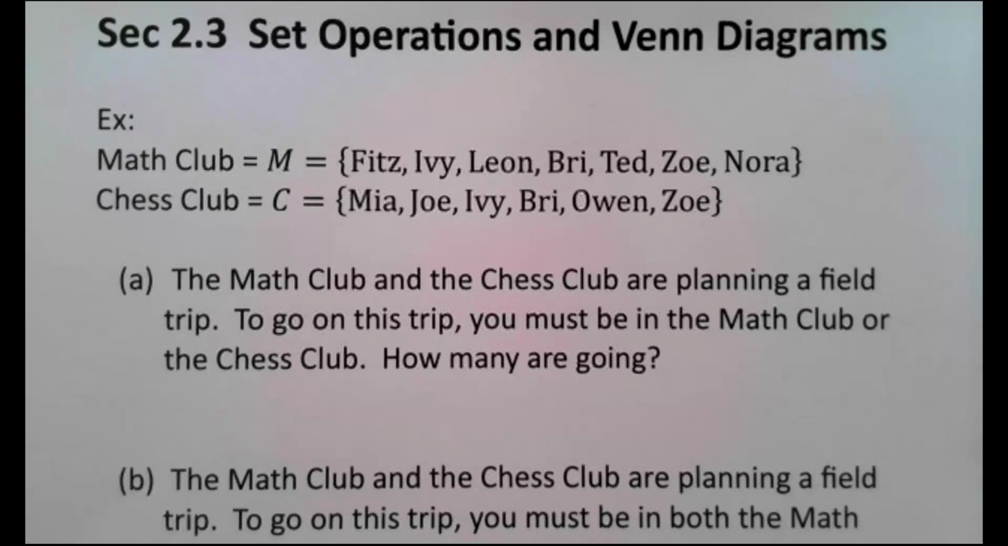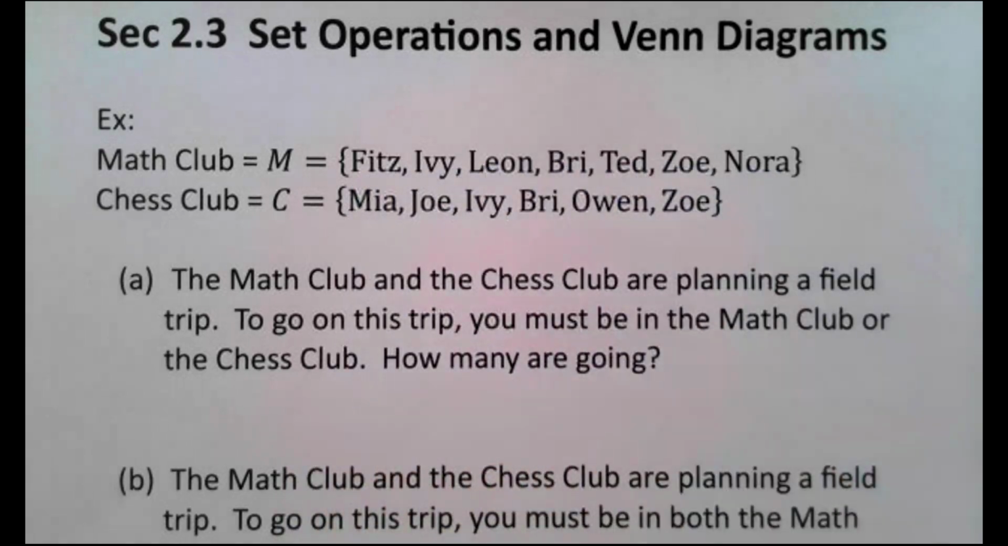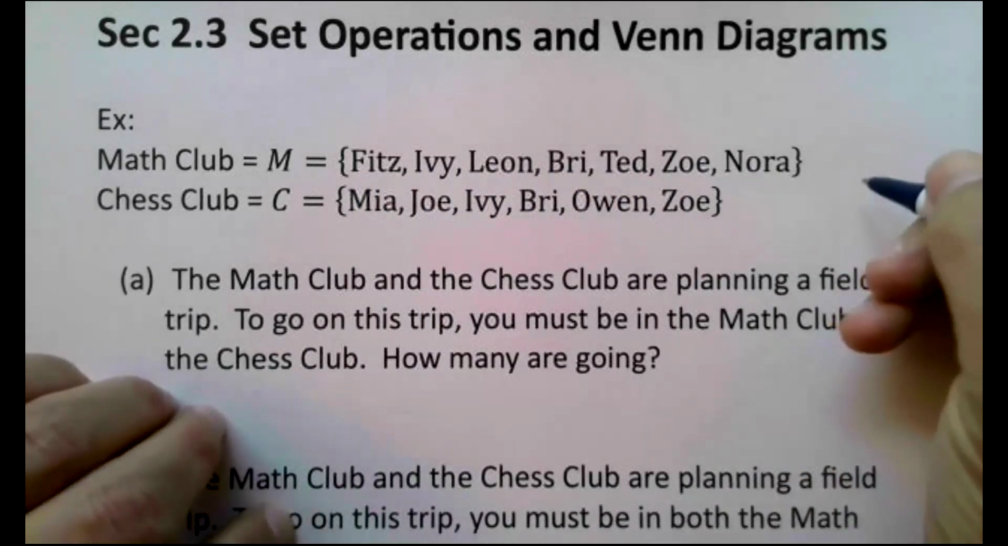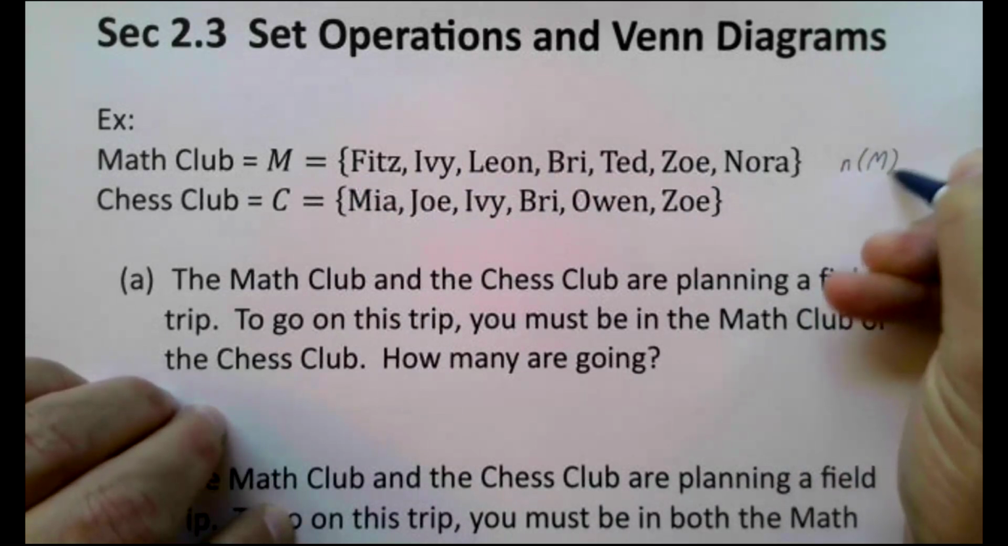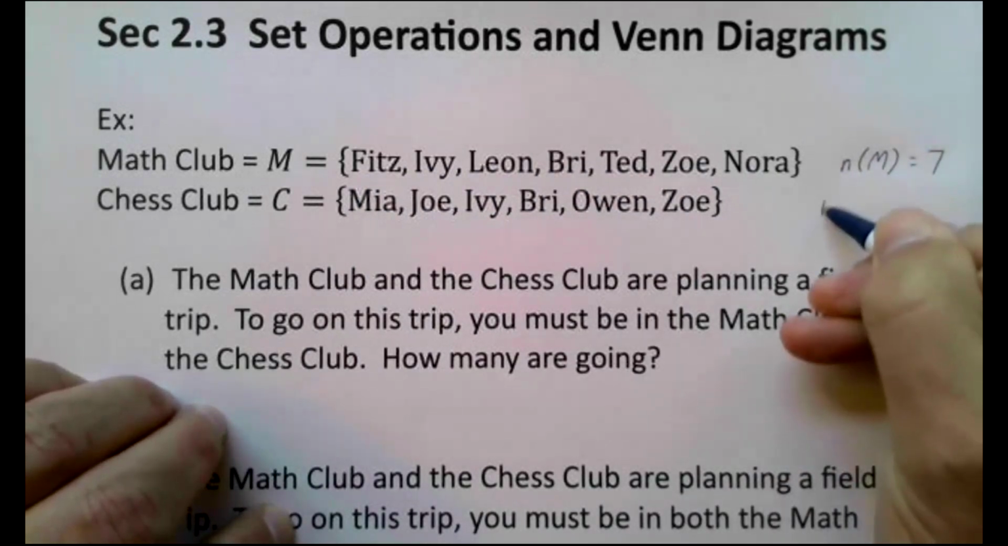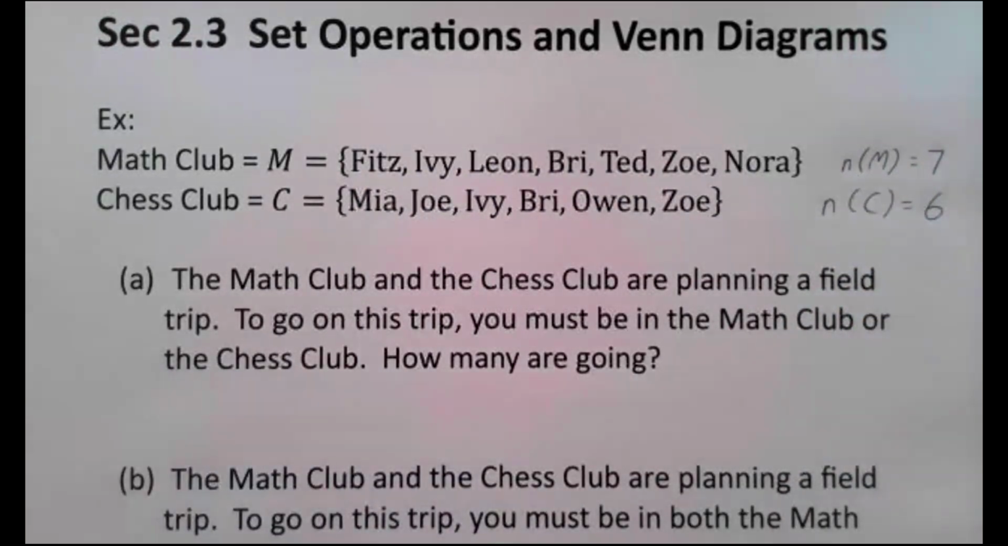Let's consider that there is a math club on campus and also a chess club on campus. The math club consists of 1, 2, 3, 4, 5, 6, 7 people. Chess club consists of 1, 2, 3, 4, 5, 6 people. Using some of the notation we've learned recently, we could say the number of elements in the math club equals 7, and the number of elements of the chess club equals 6.